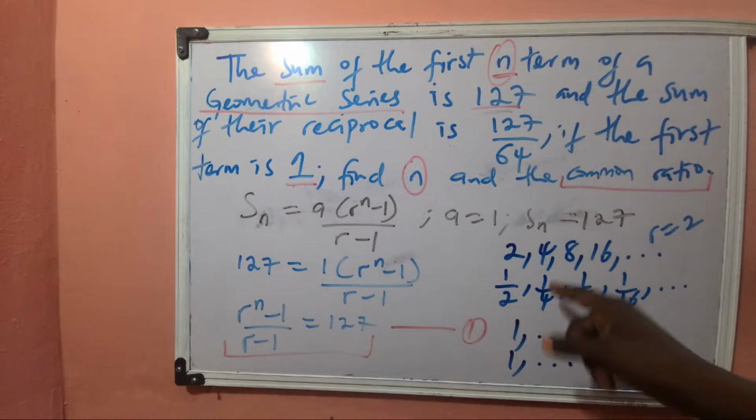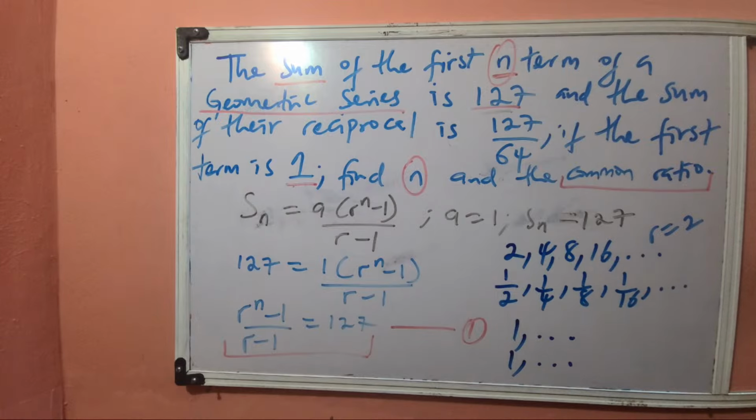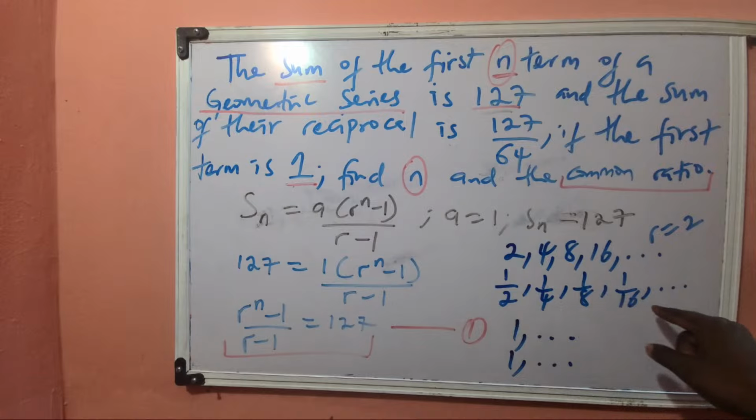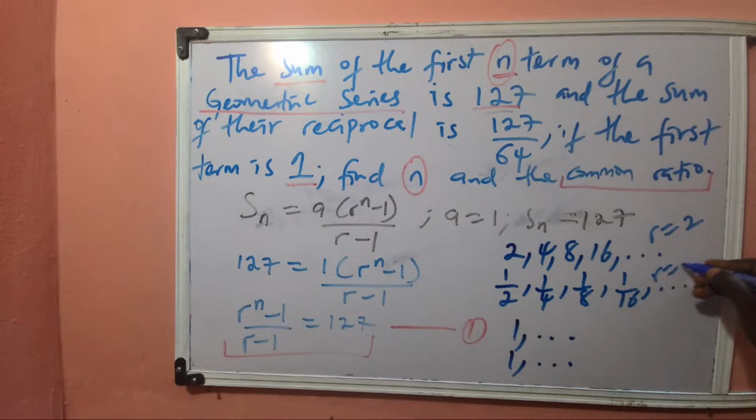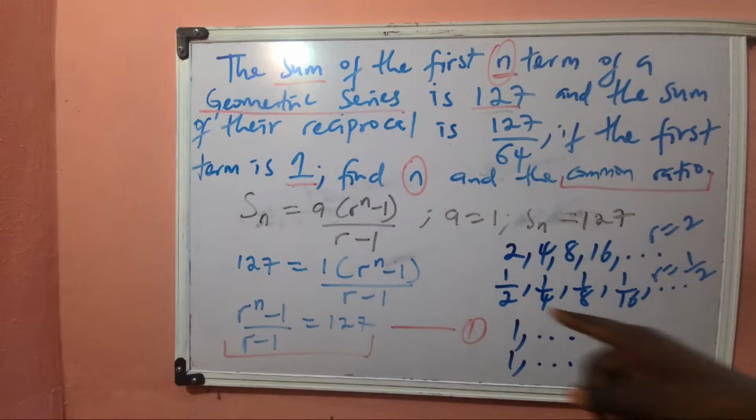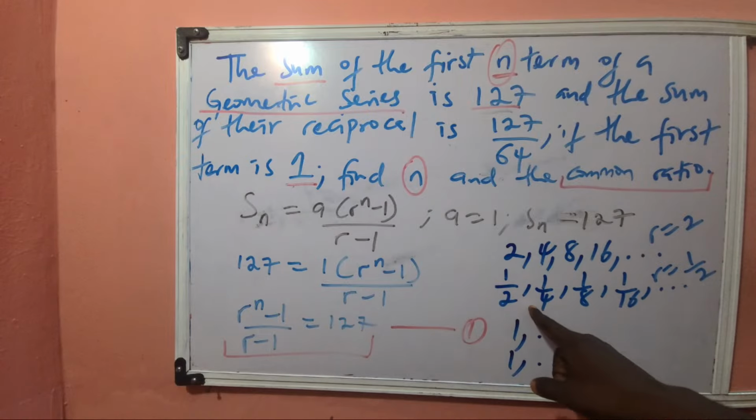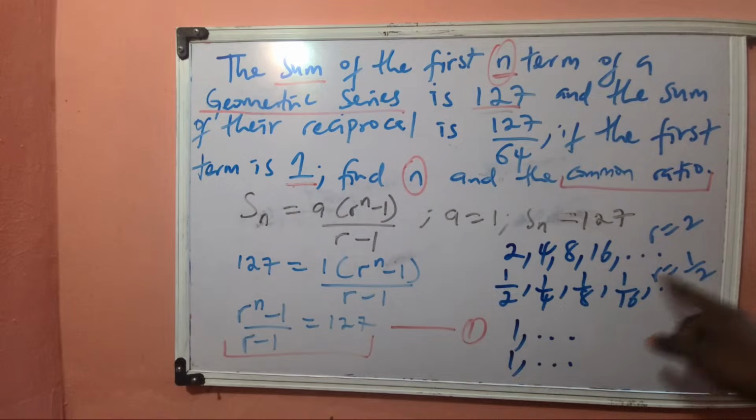Now let's see what happens with the reciprocal. You'll notice that in the reciprocal sequence, the R was going to be 1 over 2. It was also the reciprocal of the common ratio. You can go on to find that out. 1 over 2 times 1 over 2 gives me 1 over 4. 1 over 4 times 1 over 2 gives me 1 over 8. 1 over 8 times 1 over 2 gives me 1 over 16.